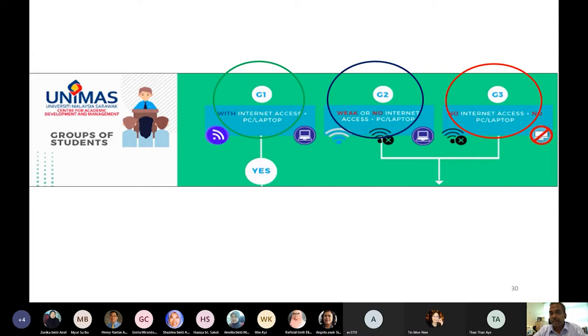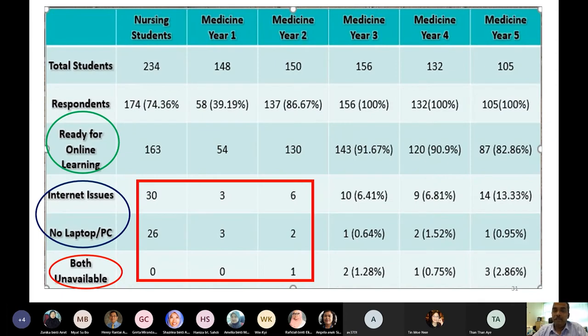G1 is where nothing is a problem. They have internet access, good internet access, and they also have their hardware. G2, weak or no internet access, and they have a PC or laptop, but the internet access is slightly weak. G3, both the internet access and laptop have problems. They are not able to have this. So G3.